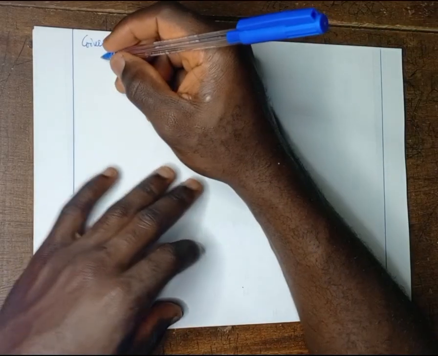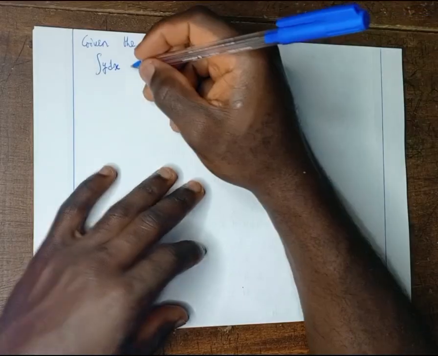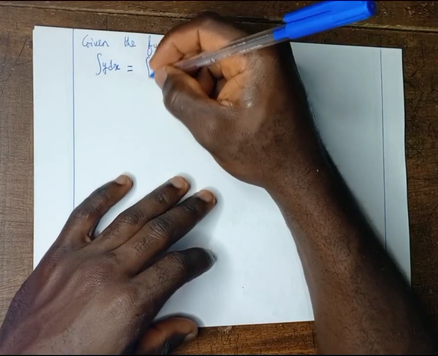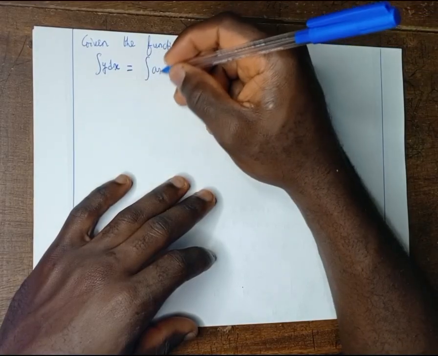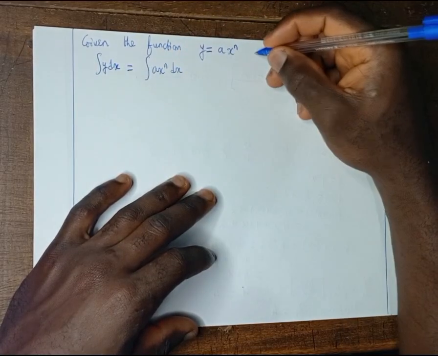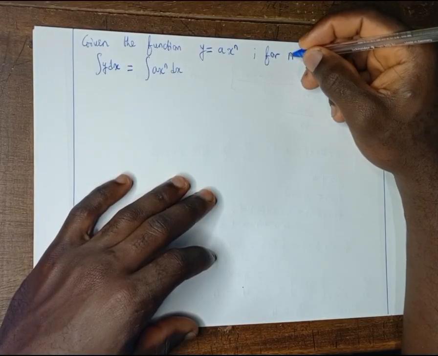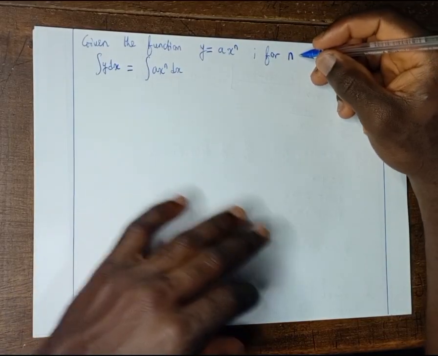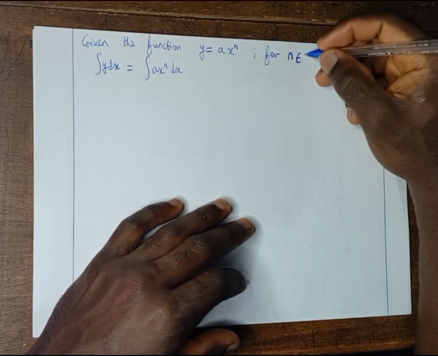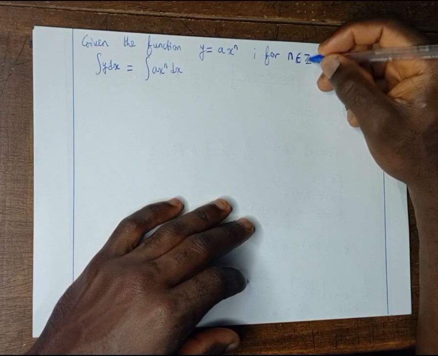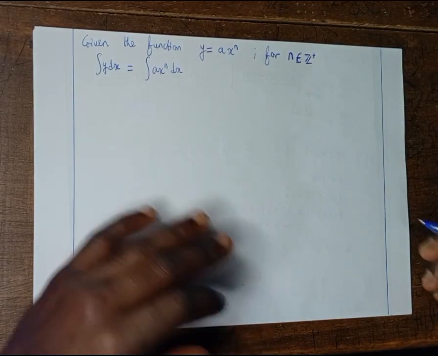For us to integrate the function y with respect to the variable x, this will simply be equal to the integral of ax to the power n dx, for this n belonging to the set of, let's take Z, let's limit ourselves to the set of positive integers. Yes, let's limit ourselves here.